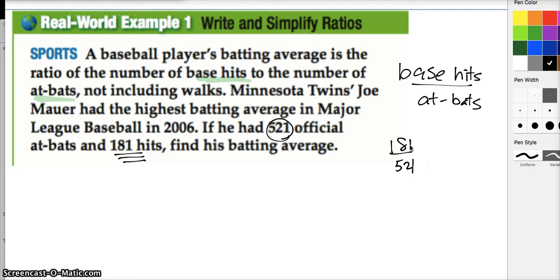So what we're going to do here is we could honestly leave it like this. I don't think that this actually reduces very nicely. But what we're going to do is convert this to something called a unit ratio, where the denominator is 1, and that's going to give us his batting average. So we plug it into a calculator, and we get that the answer is approximately 0.347 to 1. And that would be Minnesota Twins Joe Mauer's highest batting average in 2006.